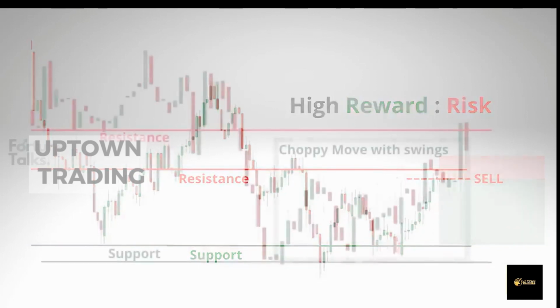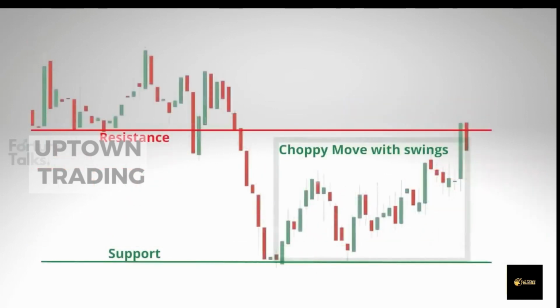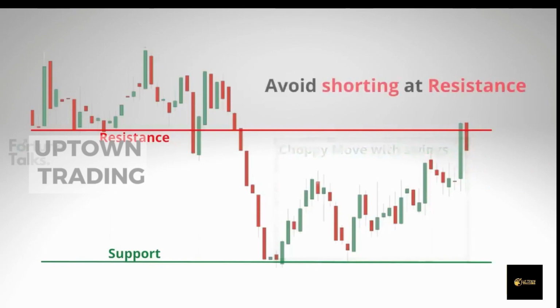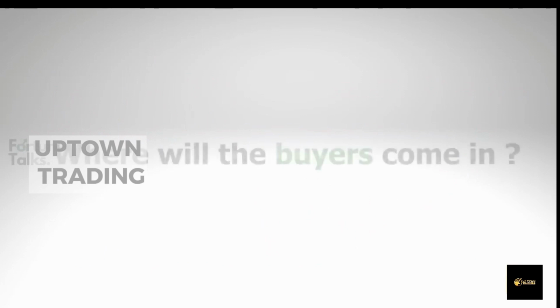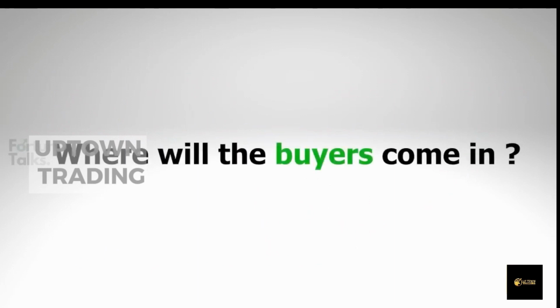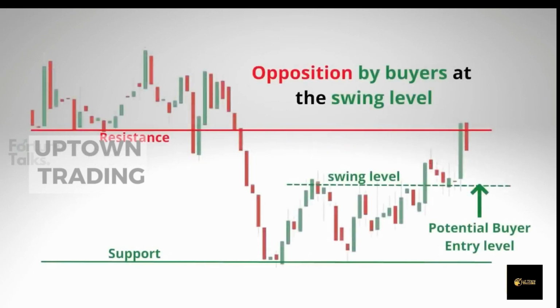However, on the downside, if you don't get a strong move or a momentum move into the particular level, and instead what you get is a choppy move with a lot of swings like this, then it is not a good idea to short on the resistance. We can ask the same question here also. Where will the opposing pressure come in? That is, where will the buyers come in so as to get a good buying price?